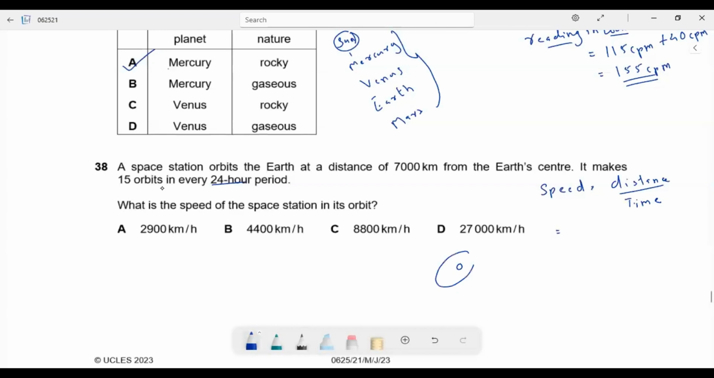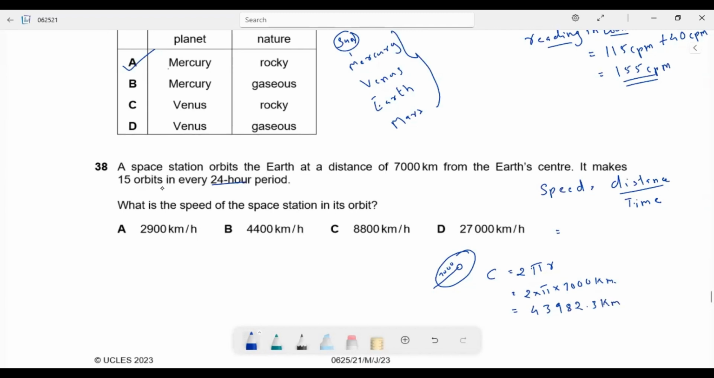So in a complete orbit, that means we need to find the circumference. The radius is given as 7,000 kilometers, and we can find the circumference as 2 pi r. That is 2 into pi into 7,000 kilometers. So that will be 43982.3 kilometers.